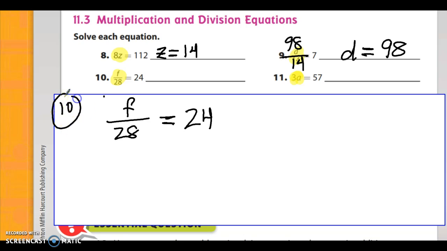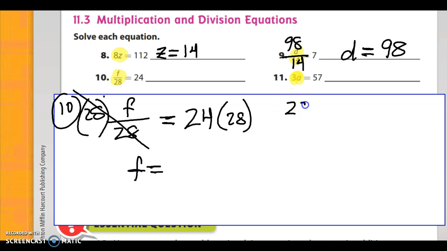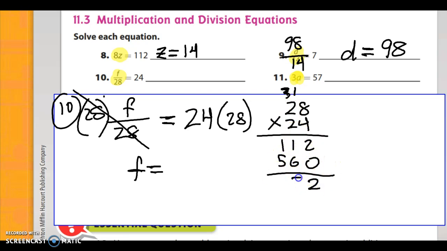What kind of problem is this? It's division. How do we solve division problems? Division equations, we multiply by 28. 28 and 28 cancel, so all that's left is F is equal to 28 times 24. And that one's not even on my multiplication chart, so I have to multiply out. 4 times 8 is 32. 4 times 2 is 8, plus 3 is 11. Put a 0 before I start multiplying in the tens place. 2 times 8 is 16. 2 times 2 is 4, plus 1 is 5. I get 2, I get 7, and I get 6. I think the answer is 672.